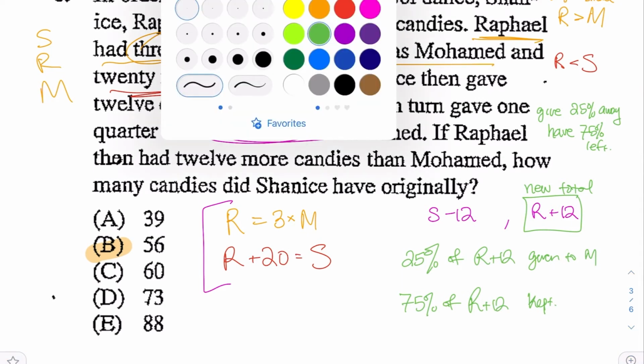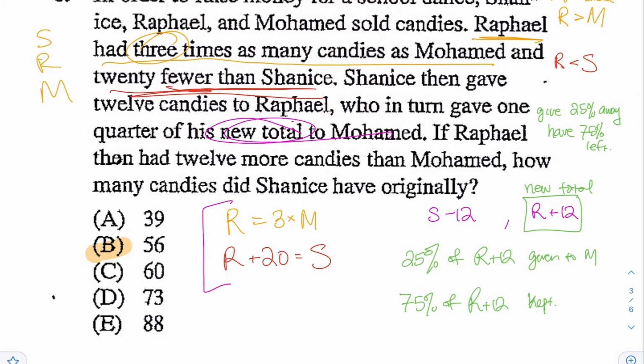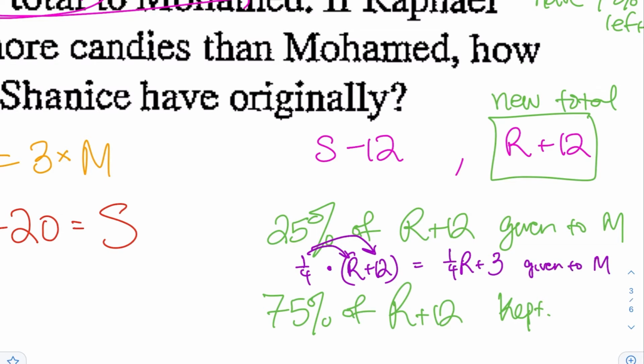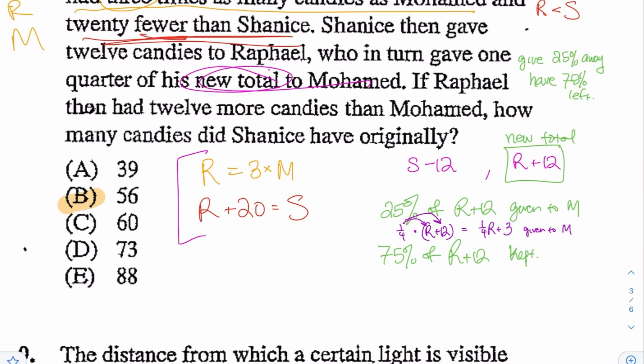So what you have to do is to come up with these two equations. So 25% of R plus 12. 25% is really 1/4, and of means multiply. So you're really multiplying 1/4 times R plus 12, and you have to distribute. That gives you 1/4 R plus 1/4 of 12, which is just 3. So this is given to Muhammad. Once you know that, you can take this number and add it to Muhammad.